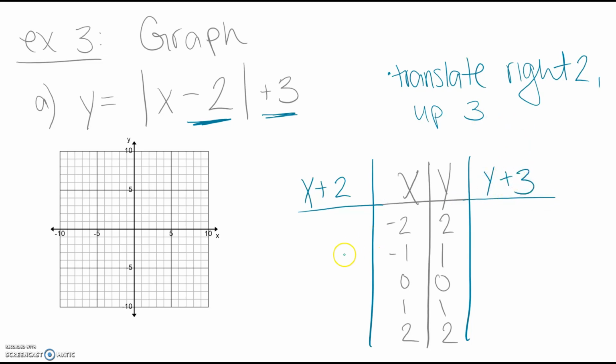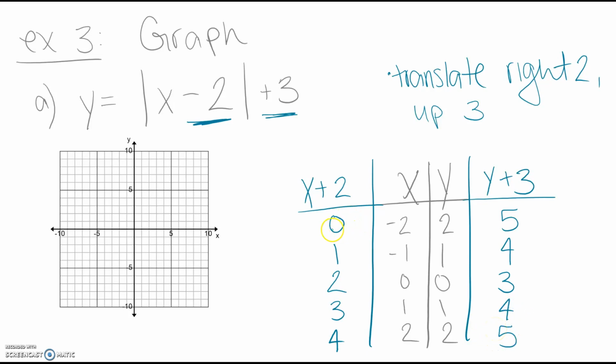And then we apply it. So negative 2 plus 2, 0. Negative 1 plus 2, 1. 0 plus 2, 2, 1 plus 2, 3, and 2 plus 2 is 4. And then y is plus 3, so 2 plus 3, 5, 1 plus 3, 4, 0 plus 3, 3, 1 plus 3, 4, and 2 plus 3, 5.